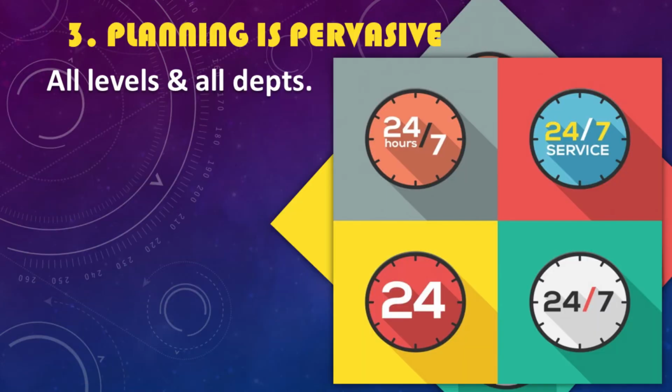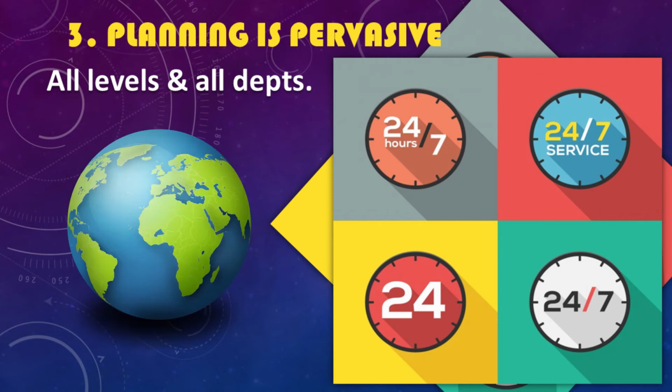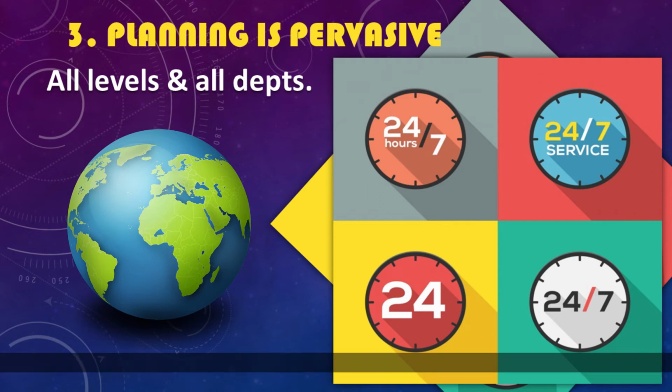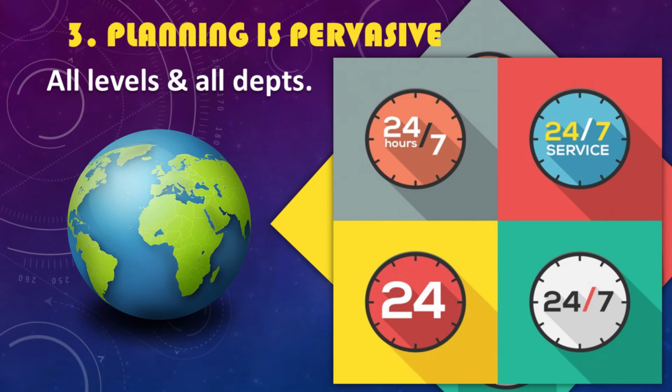Moving on to the next point, planning is pervasive. Here, pervasive means universal. Planning is essential for all levels and all departments of management, and it's not limited to top-level management or any particular department, but the scope of planning differs at different levels and departments. For example, top-level management undertakes planning for the organization as a whole. Middle-level management does the departmental planning.